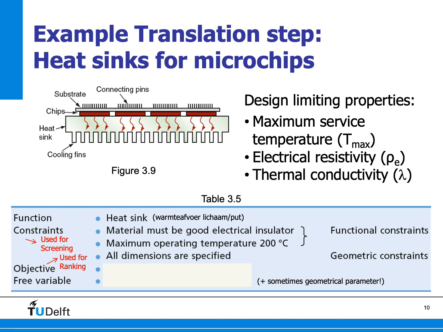And the material should still function up to those temperatures. There might also be some geometric constraints, and in this case all the dimensions for this heatsink have been specified. So we call those the geometric constraints, and up here the functional constraints. Now we move on to the objective, and the objective is to maximize the thermal conductivity. Now what's the free variable? Well, in this case we only have one free variable, and that's the choice of the material.